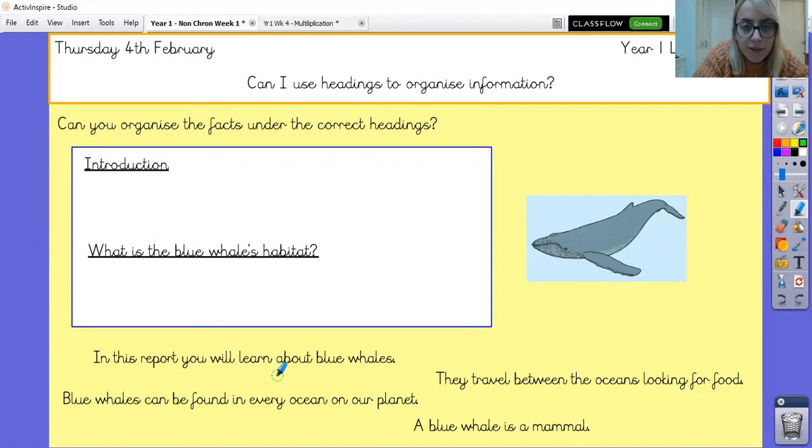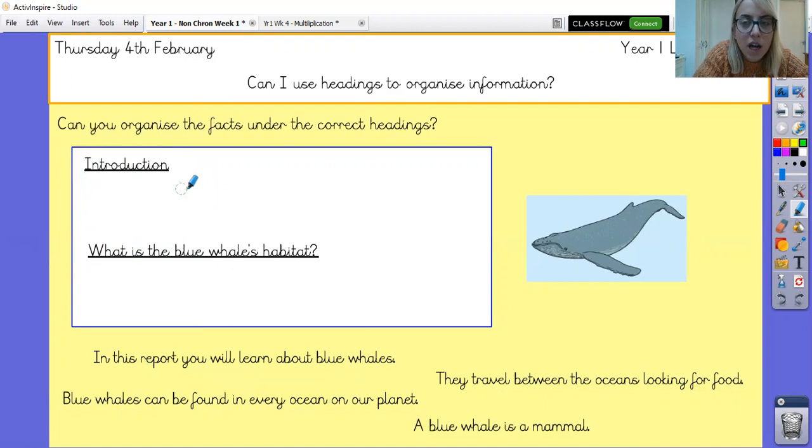So I'm going to read out those facts for you. The first one says, in this report, you will learn about blue whales. Blue whales can be found in every ocean on our planet. They travel between the oceans looking for food. A blue whale is a mammal. So I've got four facts there. What subheadings would you put them under?